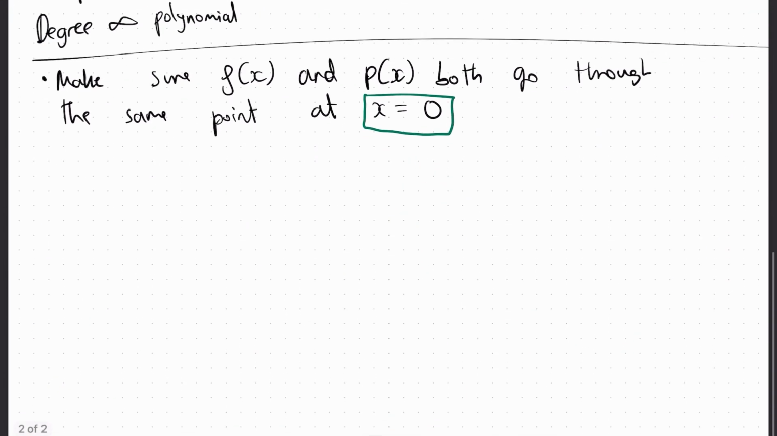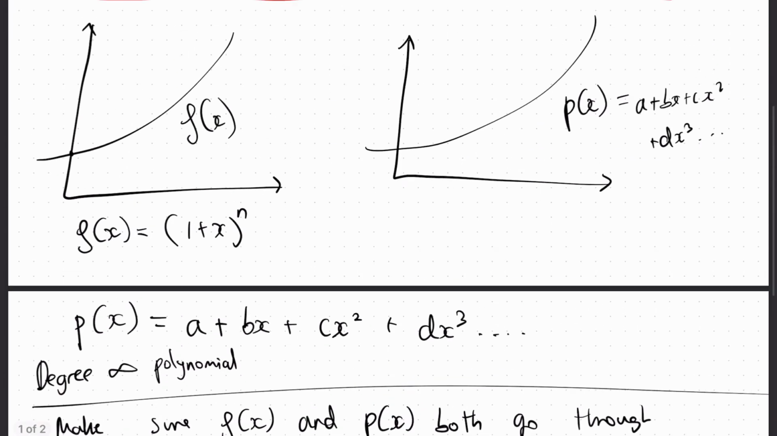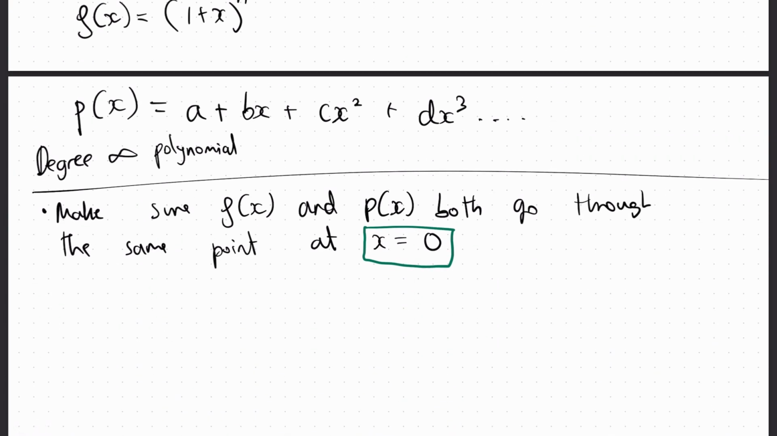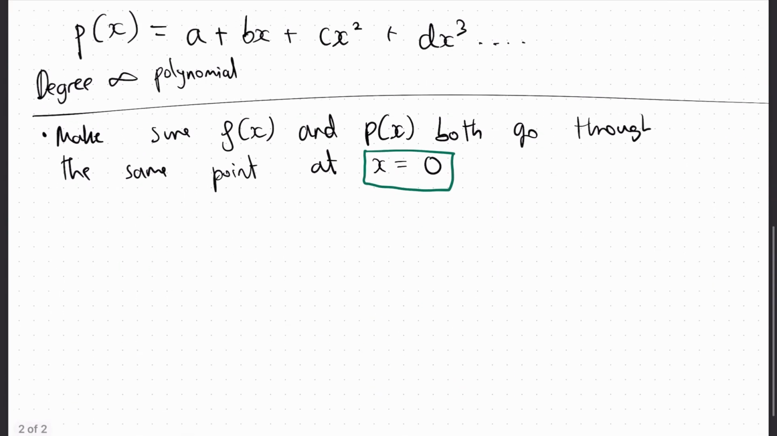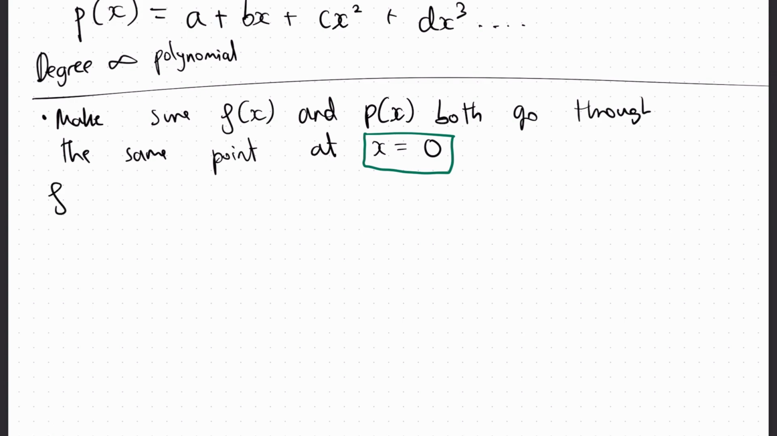And the reason you do that is just because it's a lot easier than matching it around any other point, because the zeros will cancel out. You'll see what I mean. So anyways, let's see what f of 0 actually is.